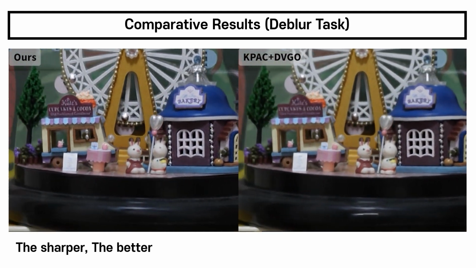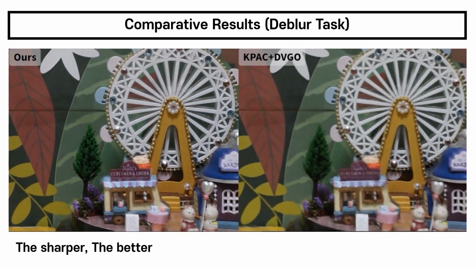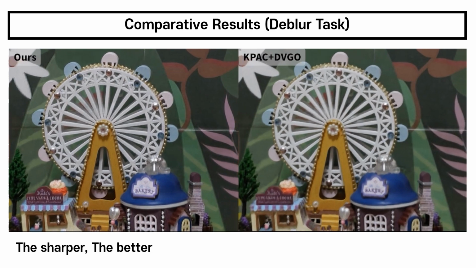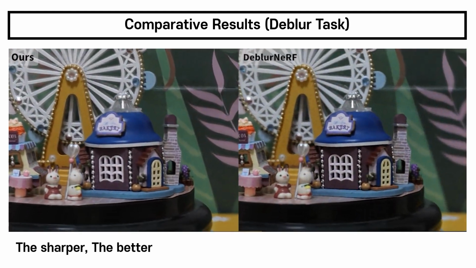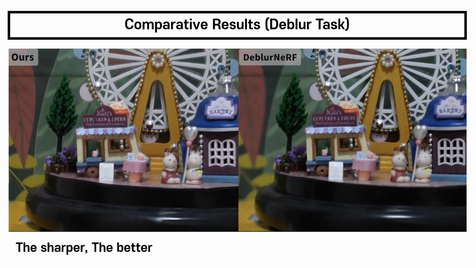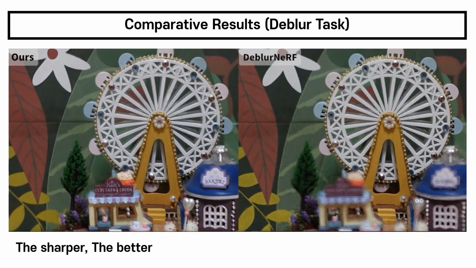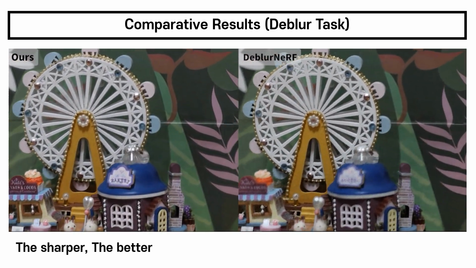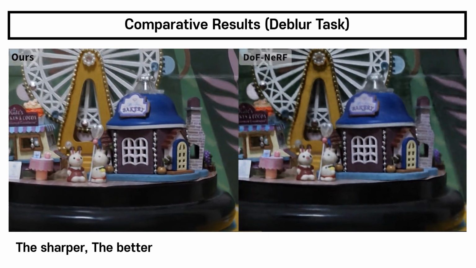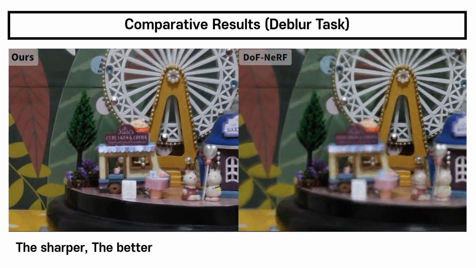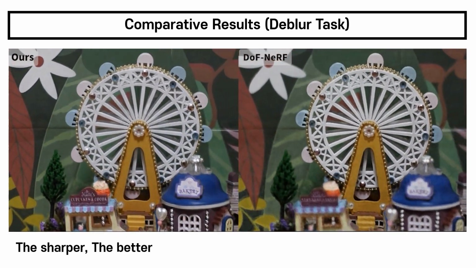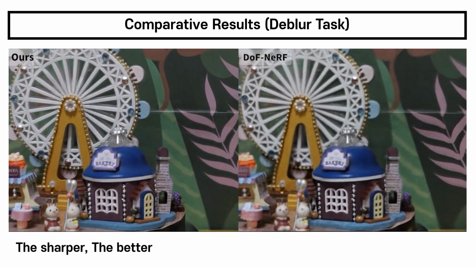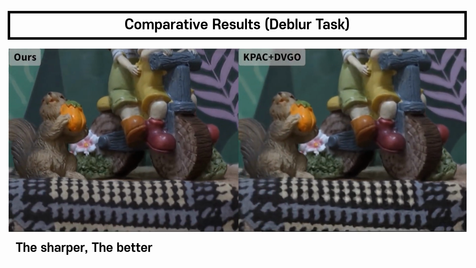The video shows the D-blur task results. Here, using the networks trained on defocus images, sharp novel view images with varying camera poses are generated. The sharper the results are, the better the model is. We compare our LensNeRF with KPAC plus DVGO, D-blur NeRF, and DOF-NeRF in the video.